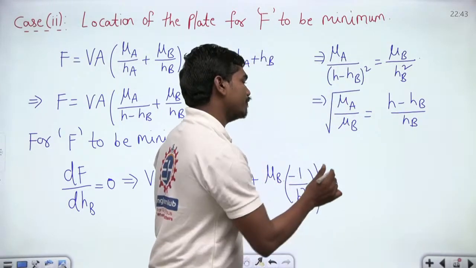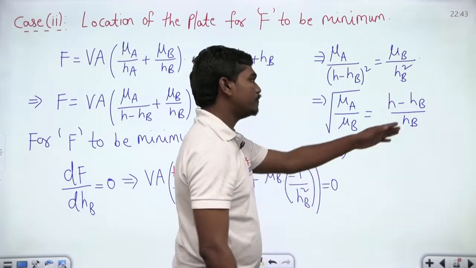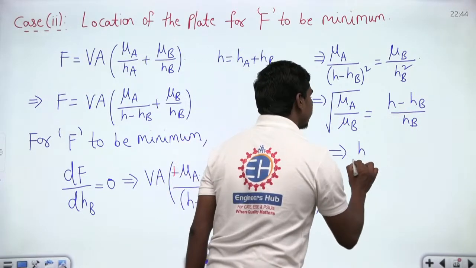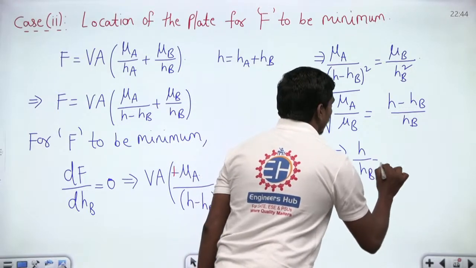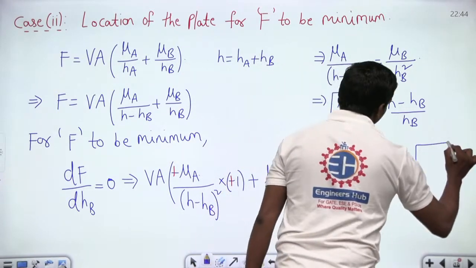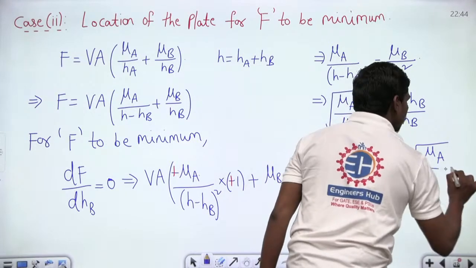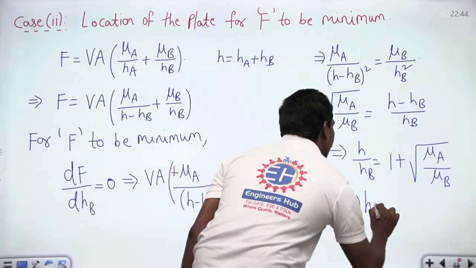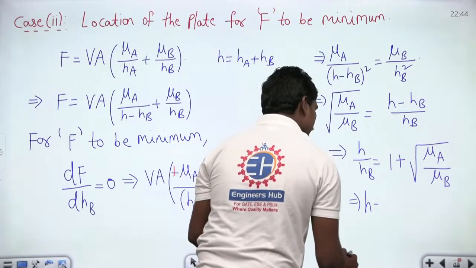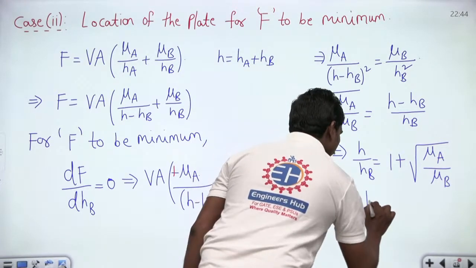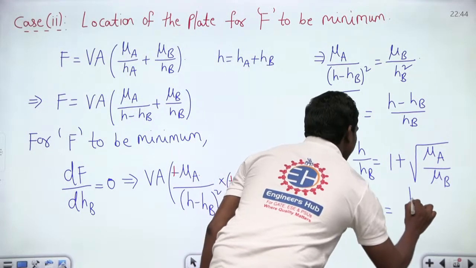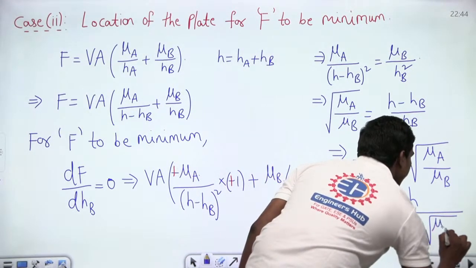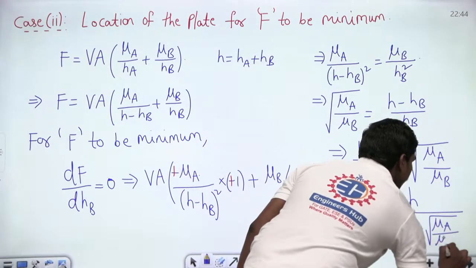This is what we have. So, similarly, if you split this, then there is minus 1 on the other side. So, h by HB is equal to 1 plus root of mu A divided by mu B, which means your HB can be written as h divided by 1 plus square root of mu A divided by mu B.